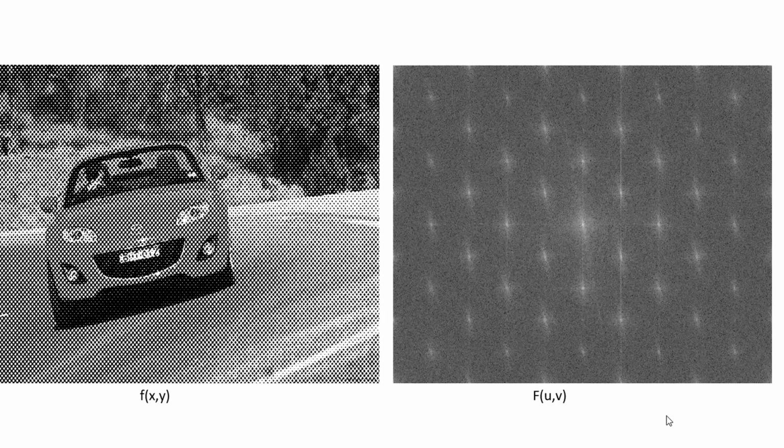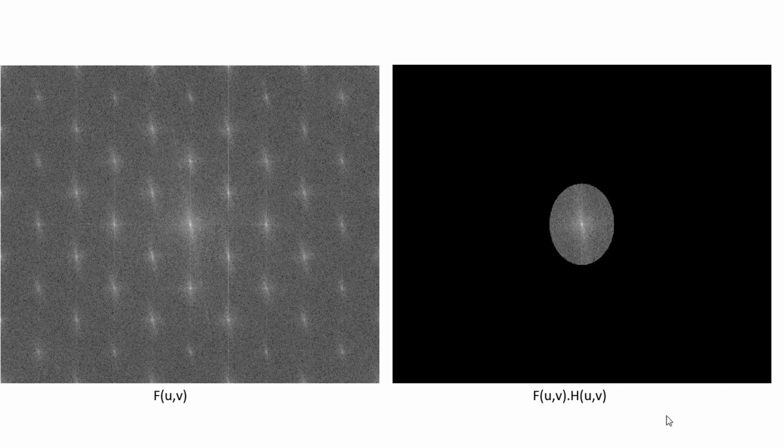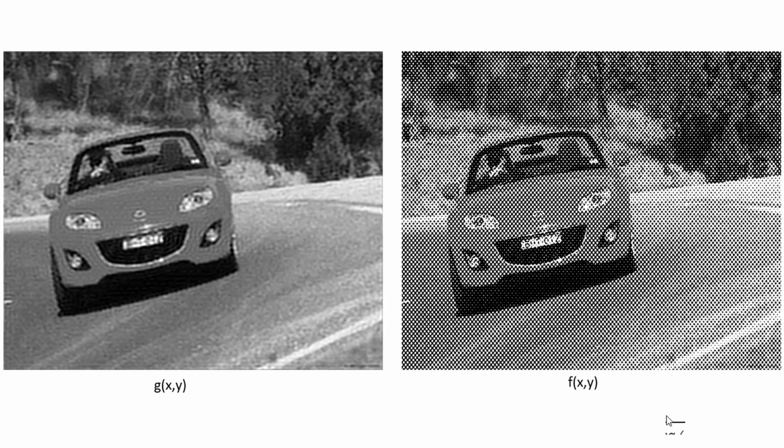For example, we have this image which has a lot of noise, and its Fourier transform. We notice that the noise is in the high frequencies, so we will use ideal low-pass filter to delete the high frequencies. And this is the result of filtering.